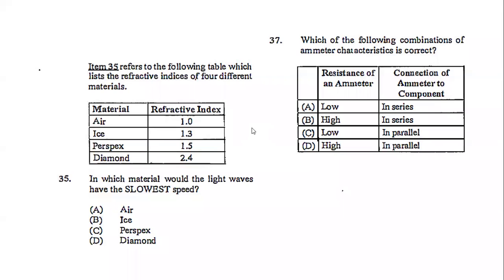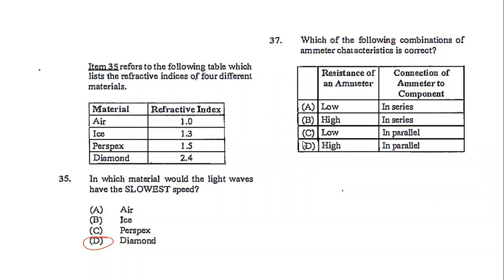So we have 35 and 37 now. So 35 asks us which has the slowest speed. Well, basically the one that has the greatest refractive index is going to have the slowest speed. So it is D. I see a lot of you sending in D, so you probably have thought it through already.